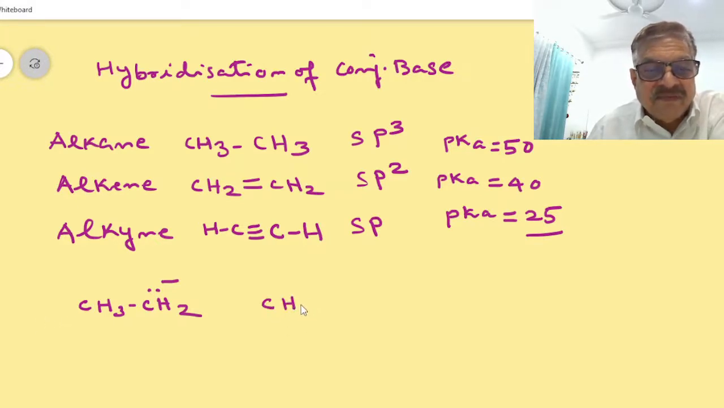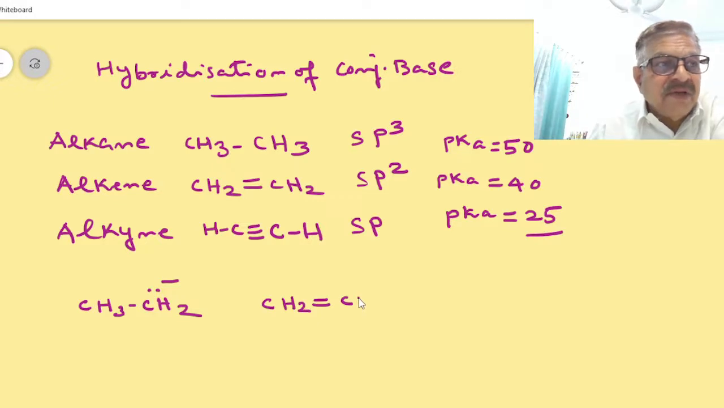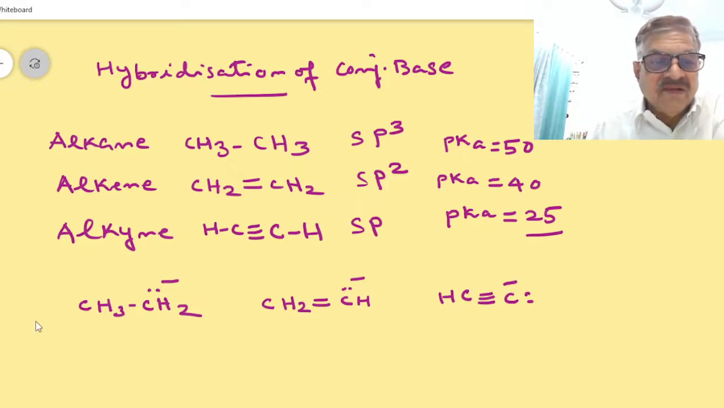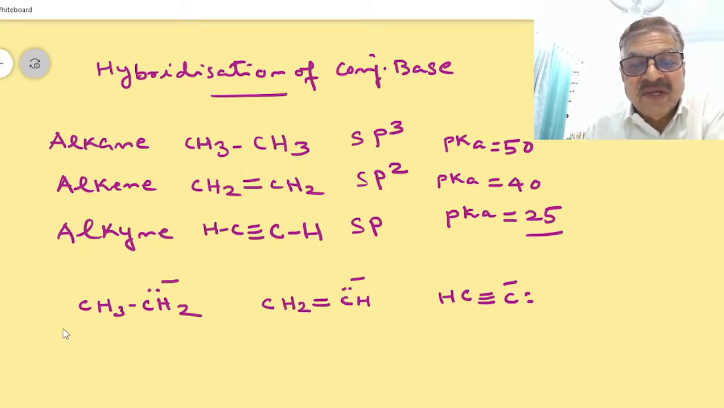So in the case of ethylene, we get another carbanion here. Then in the case of acetylene, we get the acetylide anion. This is the acetylide anion. This is an alkynide anion. Therefore, now these are the three conjugate bases here.